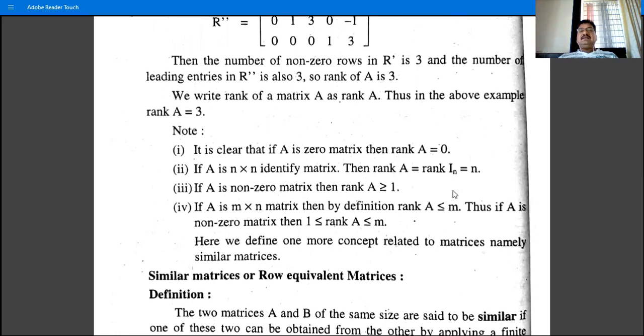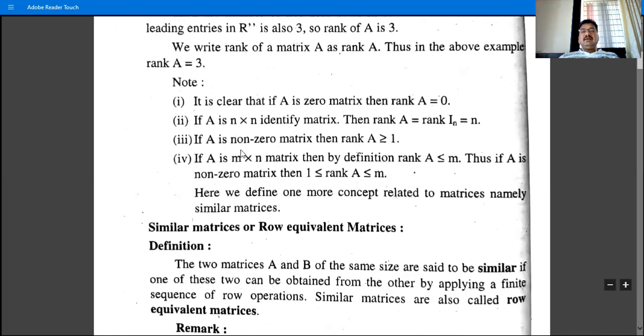And this matrix is in the reduced row echelon form itself. So the reduced row echelon form of the identity matrix is itself. And therefore, if you consider I3, it contains 3 non-zero rows. And therefore, rank of I3 is 3. Similarly, the rank of In is n.